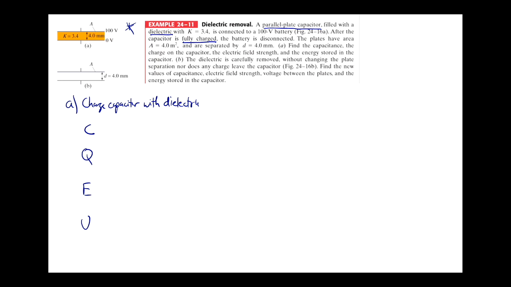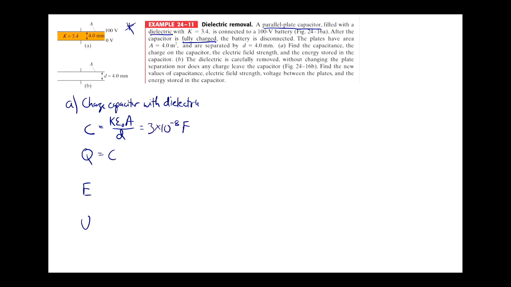So, first of all, the capacitance in a dielectric is given by K times epsilon naught A over D, at least for a parallel plate capacitor. And they gave you all of those numbers. I'm not going to bore you by writing those numbers out. You should get 3 times 10 to the minus 8, and the units of a capacitance are farads.